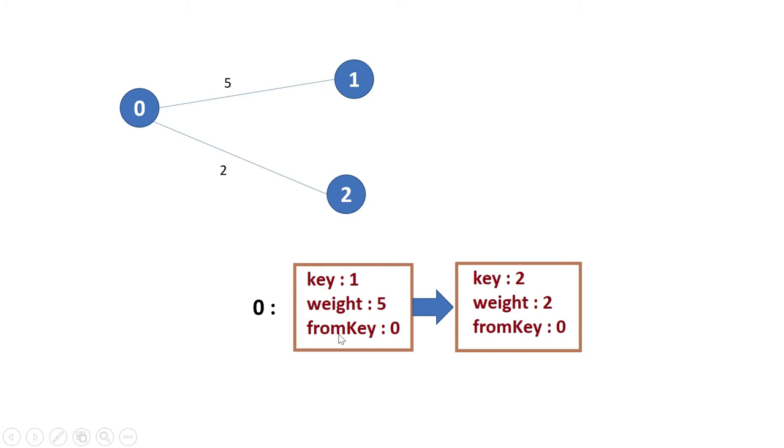Why I have kept this from key, we can see its use when we do the program. Okay, in a similar fashion, if from 1 also 2 or 3 nodes are connected, then we can represent all the adjacent nodes in this format. Okay, now we will move to the program part.